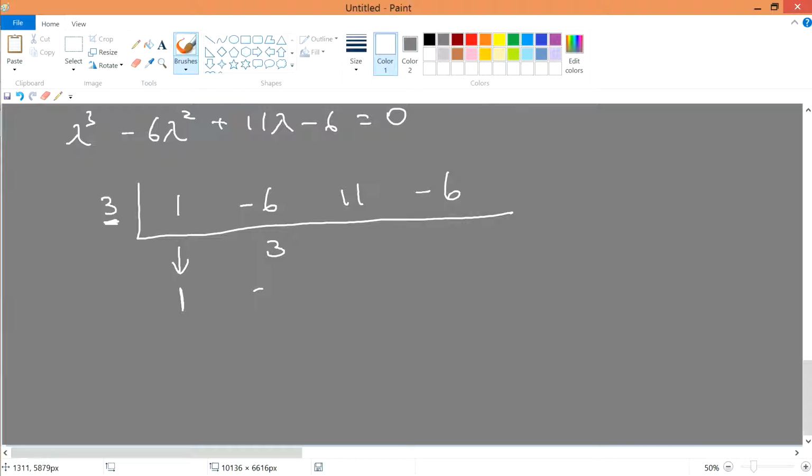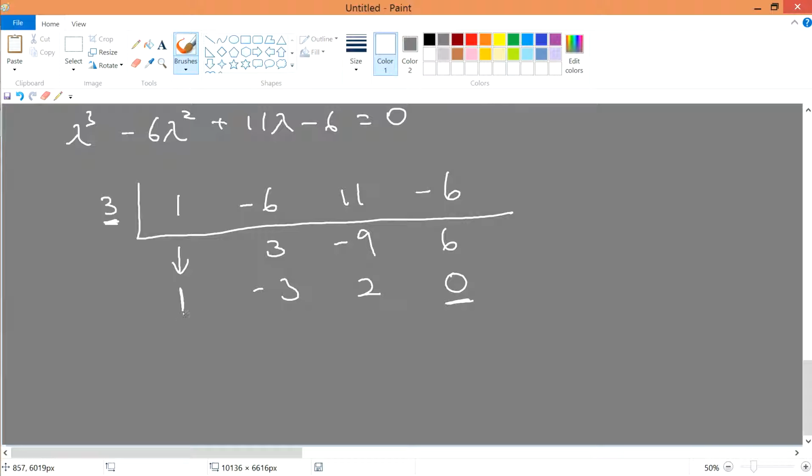-6 plus 3, I have -3. Then I multiply this again, 3 times -3, which gives -9. So -9 plus 11, I will have 2. Then 3 times 2 is 6, and -6 plus 6 is equal to 0. Ensure that this is equal to 0. This must be equal to 0.